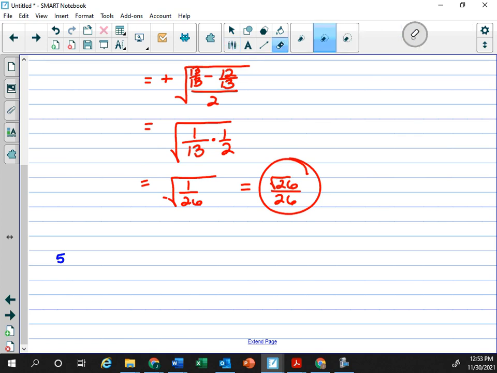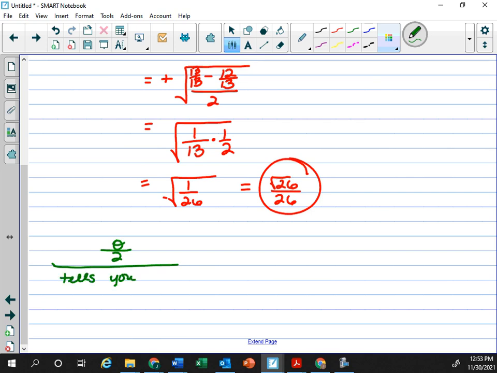And guys, let me just give you one more reminder of what does what. When you're looking at theta over 2, that determines the plus or minus in front of the square root, okay? So that tells you plus or minus in front of the square root.